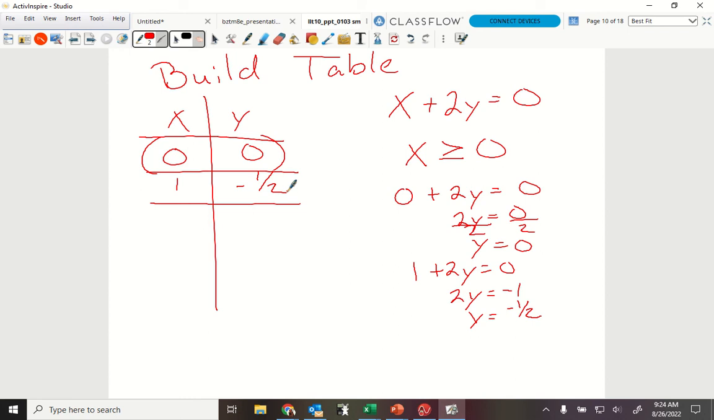So I'm going to plug in another one. Let's plug in number 2. I get 2 plus 2y equals 0. I get 2y equals negative 2. y equals negative 1. I did the algebra a little bit quick here. I subtracted 2 from both sides, and then I divided by 2, right?